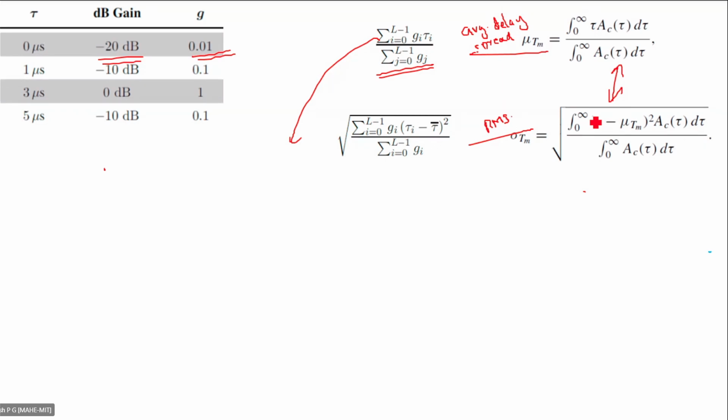Okay, now there is a table here which has some tau values and some gain, that is G values. For 0 microsecond, the gain is minus 20 dB. For 1 microsecond, the gain is minus 10 dB. For 3 microsecond, the gain is 0 dB. For 5 microsecond, the gain is minus 10 dB. What you have to do is find the average delay spread and RMS delay spread.